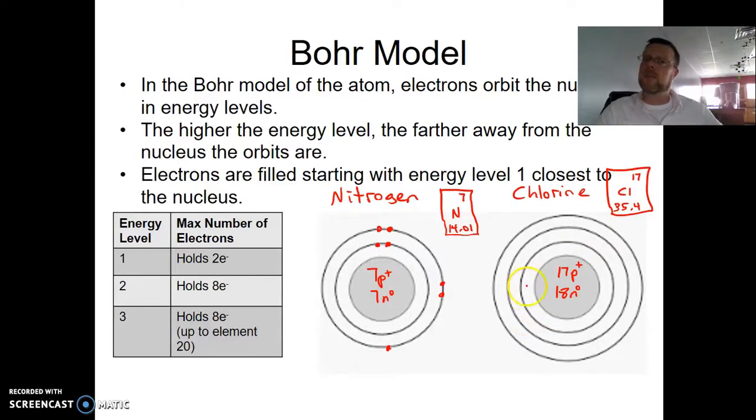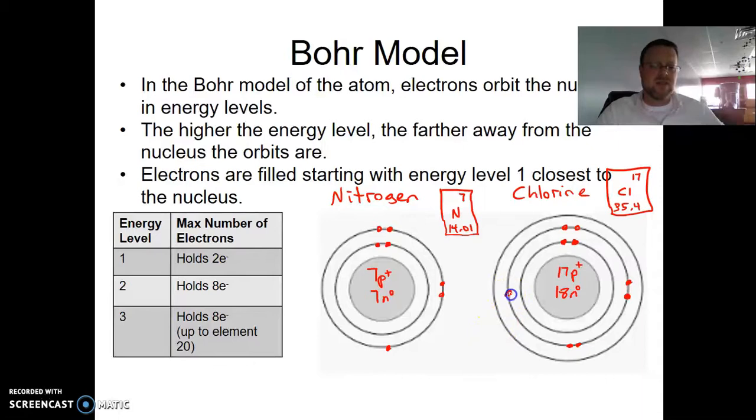How many go in the first? 2, right? All right, so there's the first 2 out of 17. And then we want to go to energy level 2. Remember, energy level 2 can hold up to 8. So we're going to put the next 8 electrons in energy level 2.